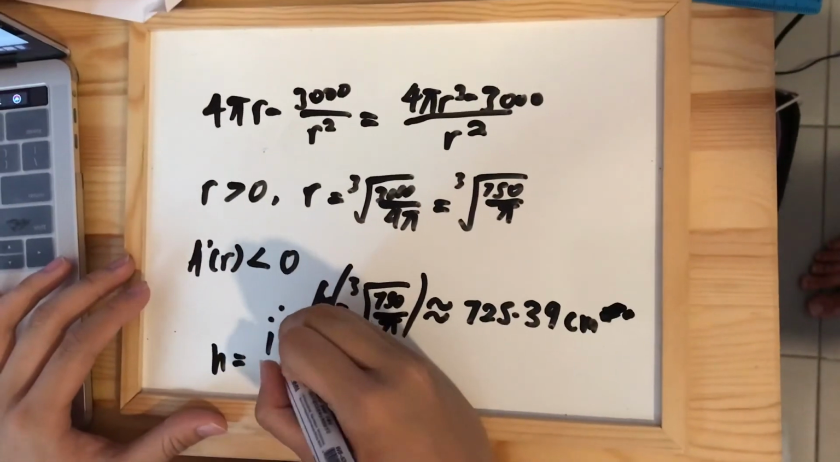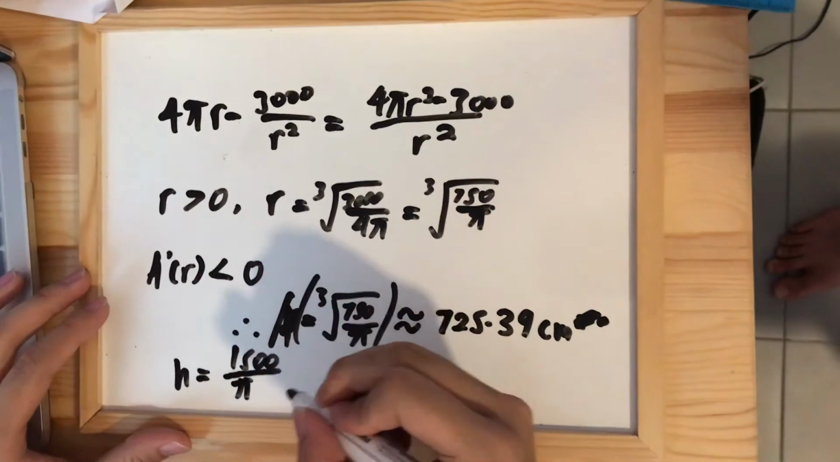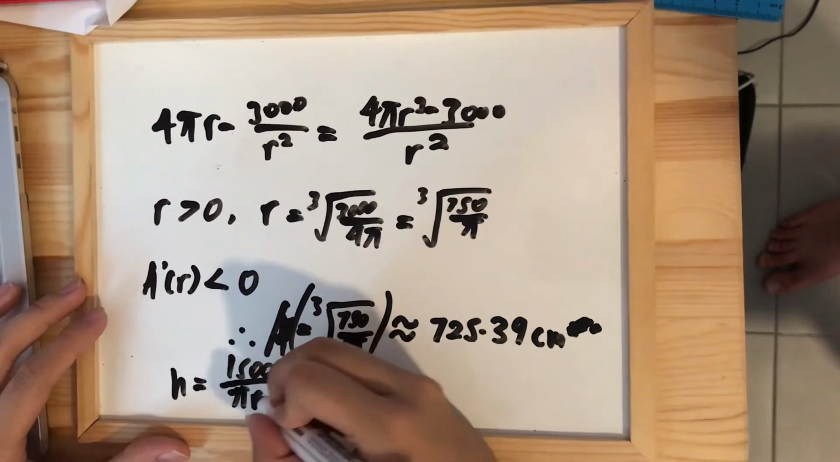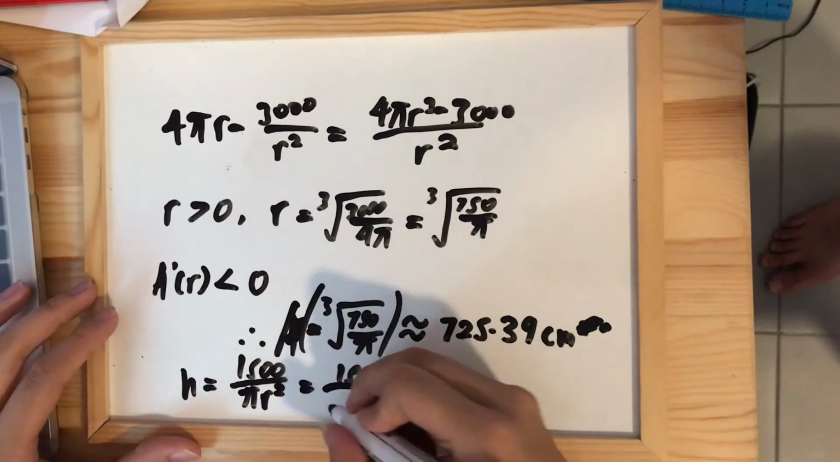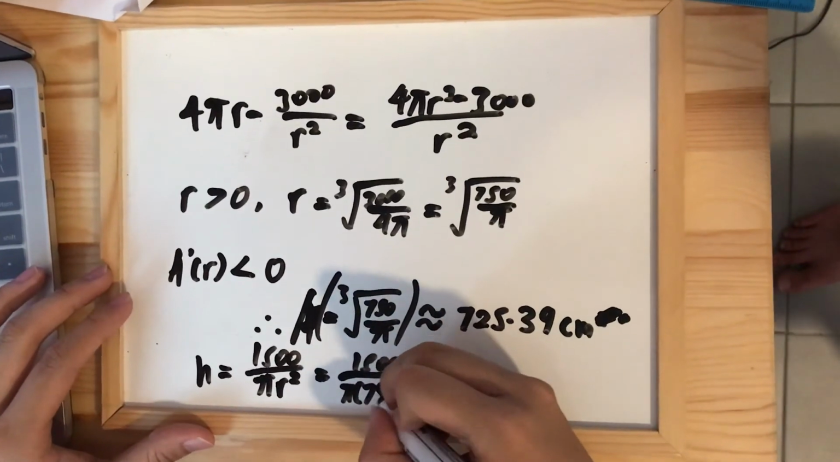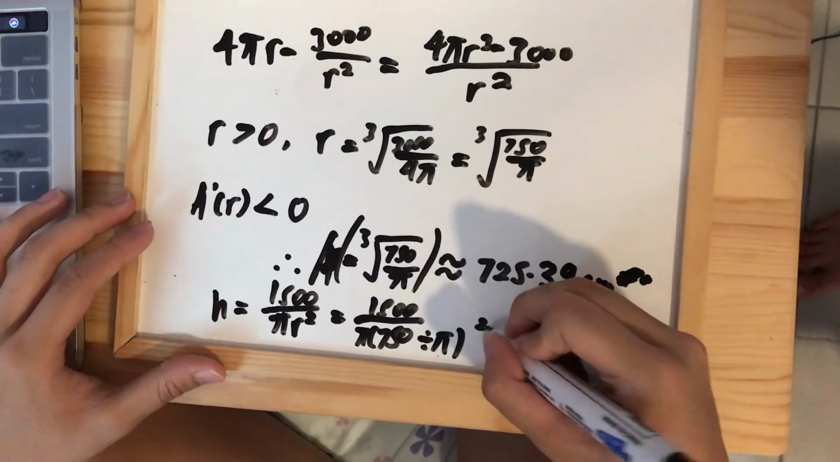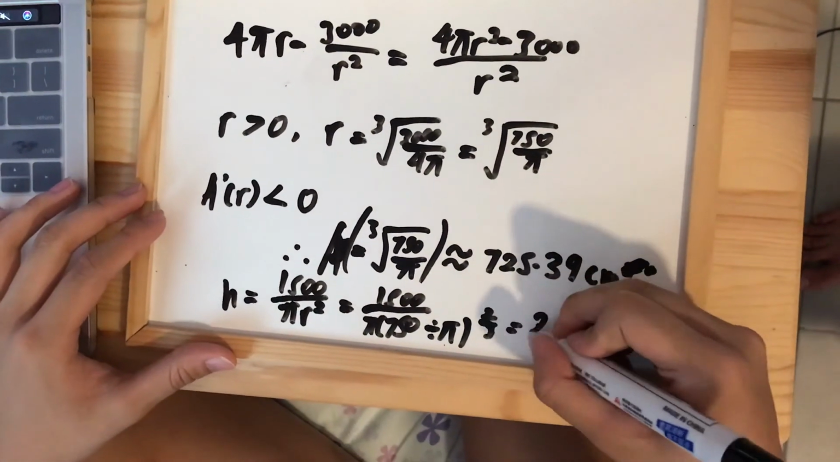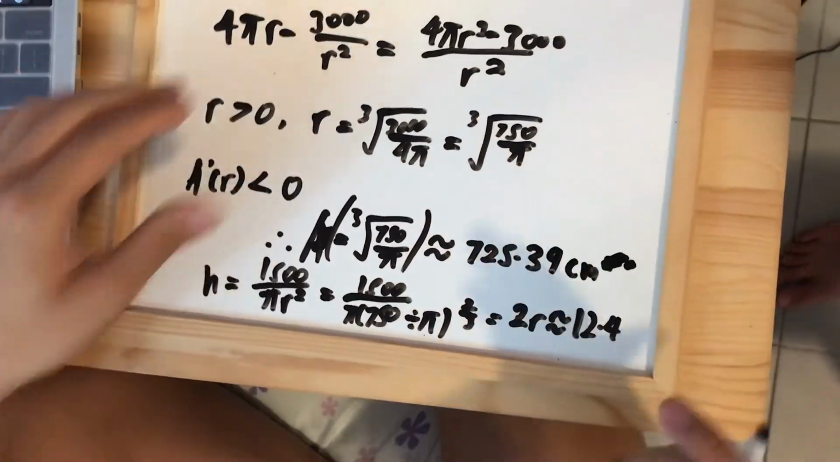And finally, therefore, we can determine the height of the can, which is h equals 1,500 over pi r squared, and we know the value of r. The minimum value of the area occurs at r equals the cube root of 750 over pi. So therefore, we can substitute that into the equation, and we can obtain the final value of 12.40 centimeters for the height of the can.